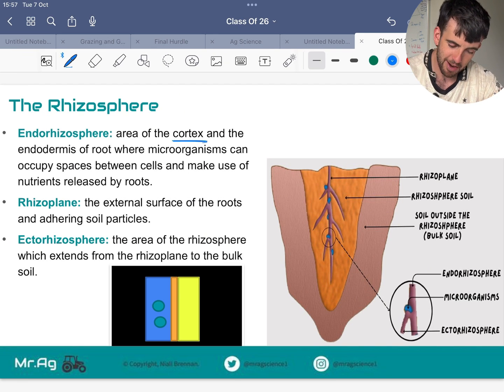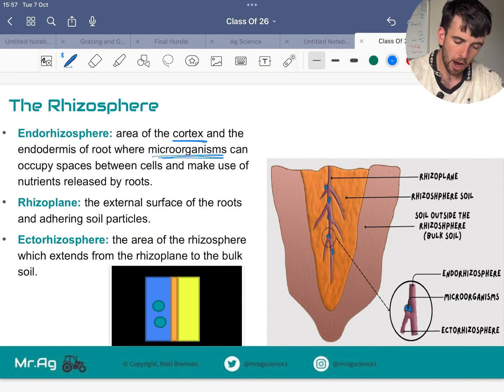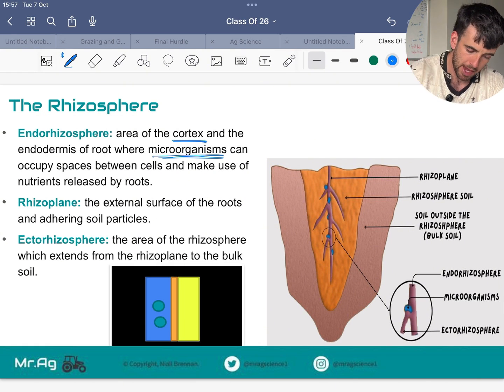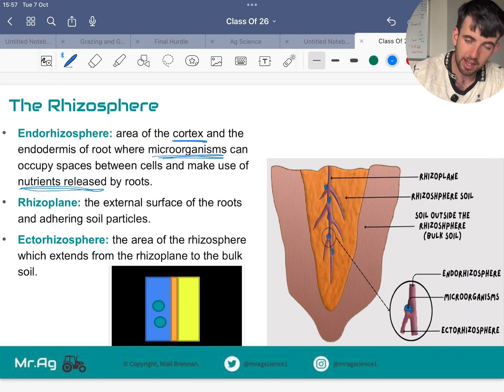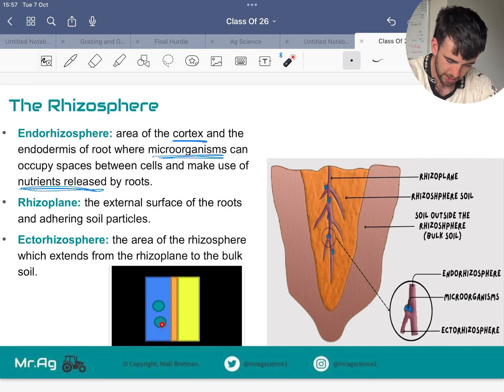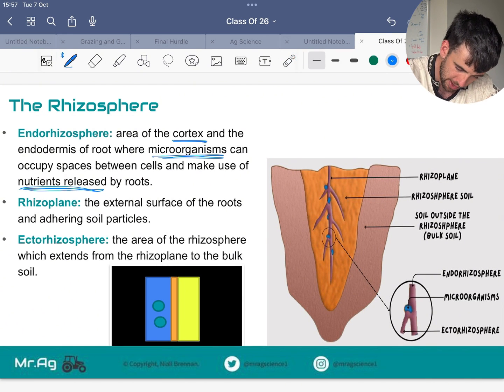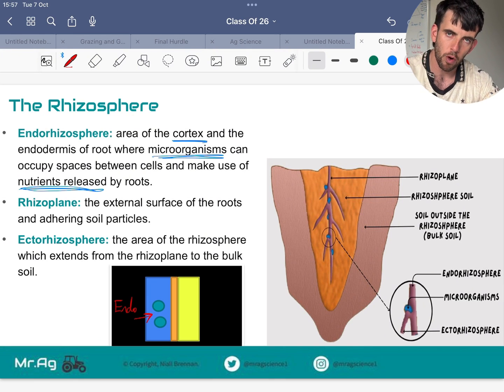So it's the area of the cortex or endodermis of the root, basically the skin of the root, where the microorganisms or your mycorrhizal fungi can occupy spaces between the cells and make use of the nutrients released by the roots. You can see here I have it coloured in green. These are the spaces that the microorganisms are going to occupy. So that is the skin of the root, the endodermis. I'll label this in red. So this is the endorhizosphere. In here, this blue section is your endorhizosphere.